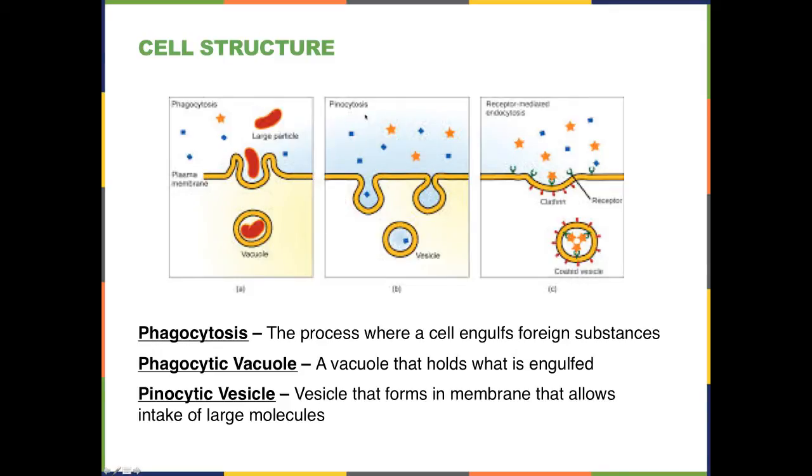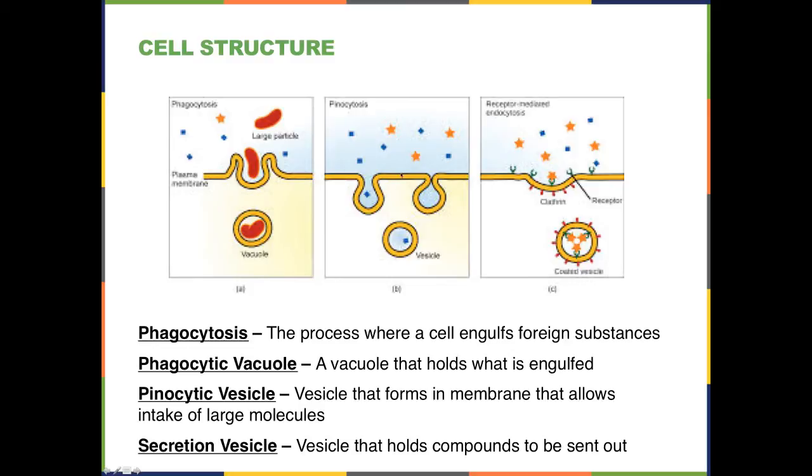Now, the other process is called pinocytosis. Pinocytosis is the uptake of fluid as opposed to particles within the cell. And this results in what's known as a pinocytic vesicle or pinocytotic vesicle. And it takes in these fluid materials. And it's not the same as absorption because you don't form specific vacuoles with the fluid in it.